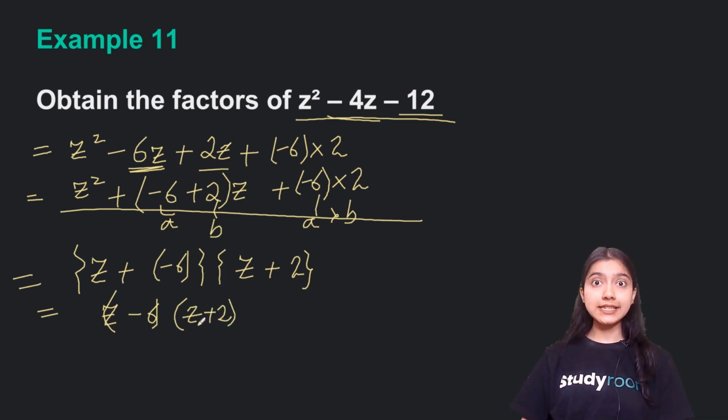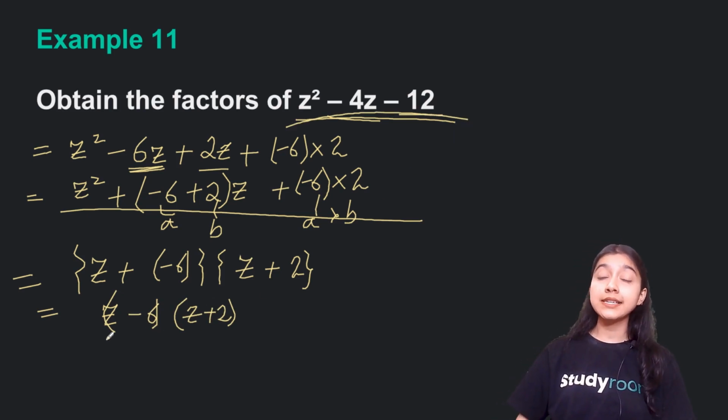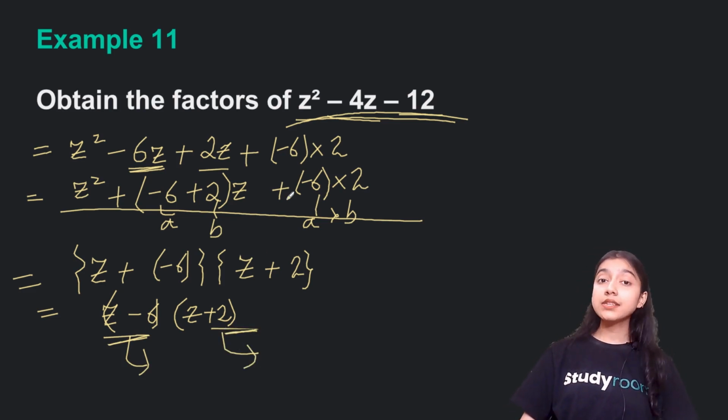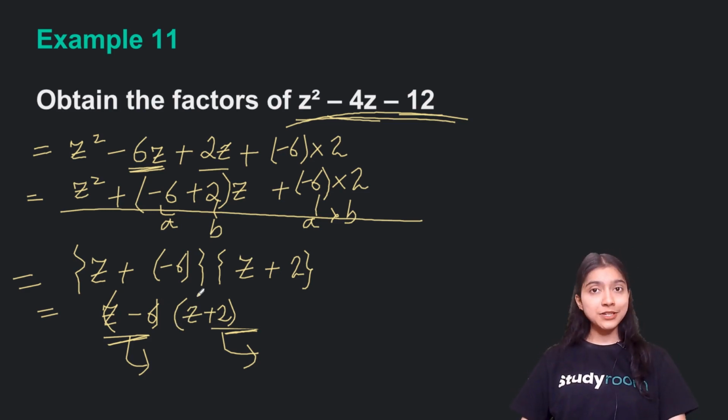So from here we can say that the factors of this particular expression that was given to us are z minus 6 is one factor and z plus 2 is the second factor, because we have factorized this algebraic expression in the form of the product of its irreducible factors. These are irreducible factors. So the factors will be z minus 6 and z plus 2.